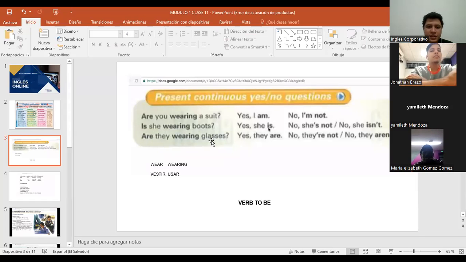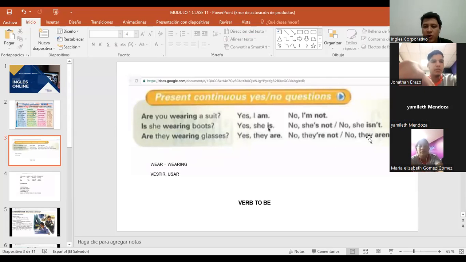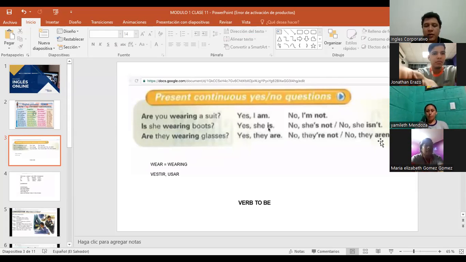Are they wearing glasses? ¿Están ellos usando? Okay, usar. Glasses son los lentes del sol, right? Yes, they are. No, they are not. Y también pueden decir, no, they aren't. Para decir en forma negativa, ustedes tienen dos opciones: no, she's not, he's not, it's not. Or, no, she isn't, he isn't, it isn't. Al igual que el are, tenemos are not y aren't, okay?